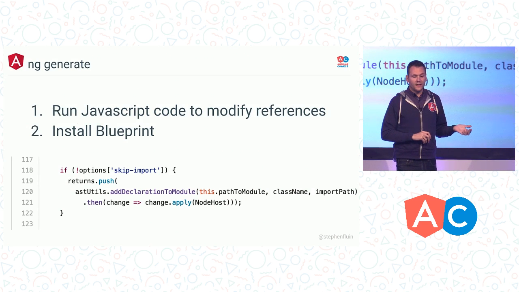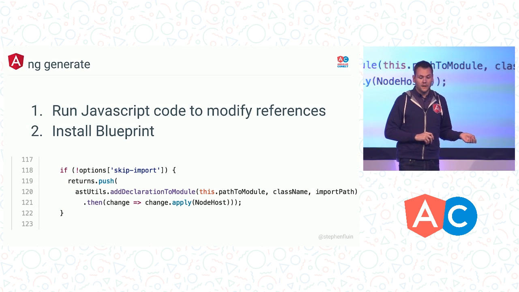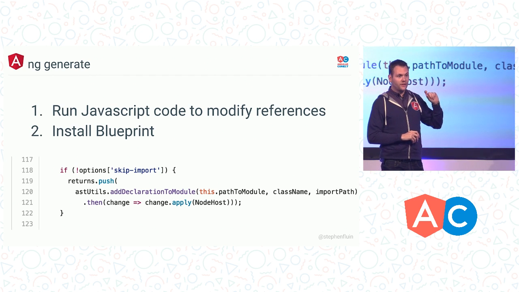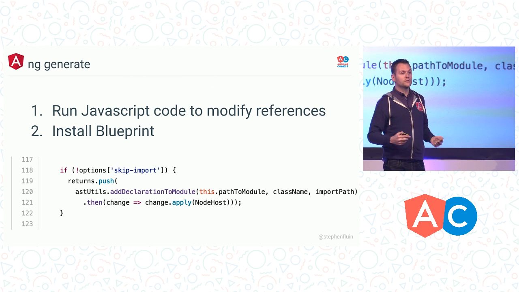The ng generate command, as I said before, is going to be using a blueprint. And so what that blueprint, again, is going to do is, if you look in the source code of the Angular CLI, there's a single JavaScript file that's going to say, hey, maybe I want to resolve what the ng module is for that, and then I'm going to install that blueprint and replace all those parameters.